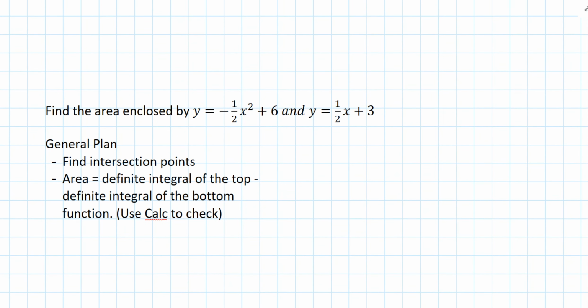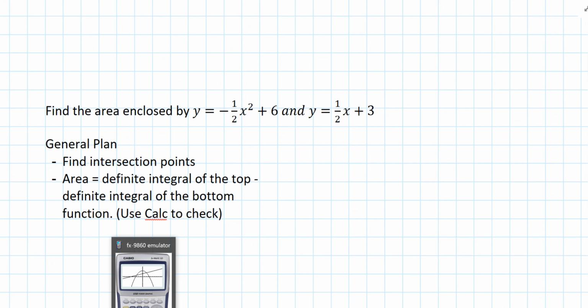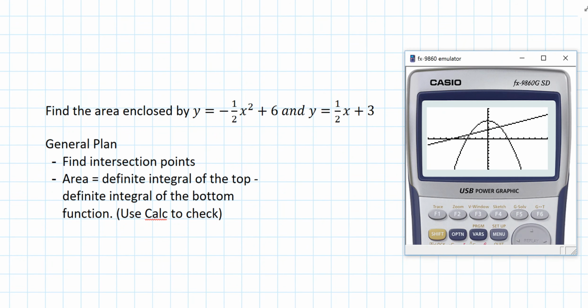Say you find the area enclosed by y equals minus a half x squared plus 6, and y equals a half x plus 3. Now you may be able to tell instinctively which one of those is the top function, you may not, so it certainly helps to have a look on a graph. If in doubt, graph it. There's its graph. Clearly the quadratic is on top. Next thing we need to do is find where our a and b points are, the intersection points. So we can go G-Solve intersect.